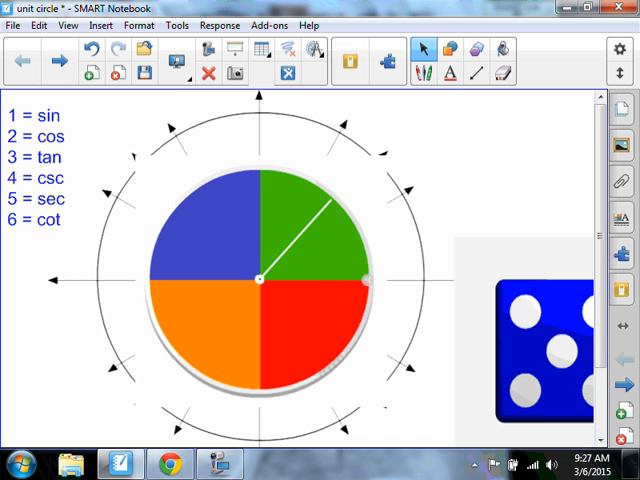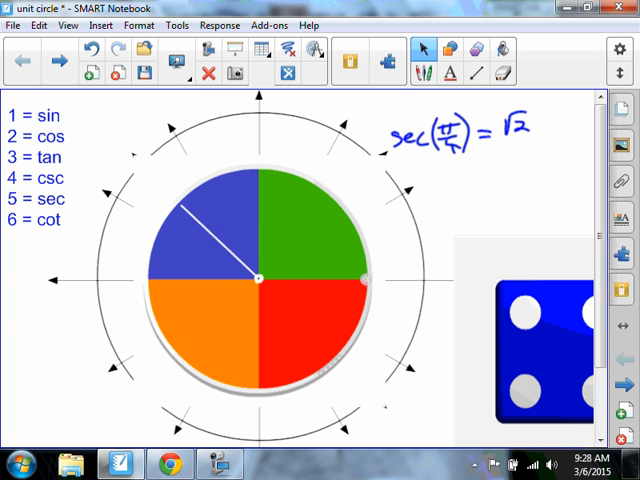Let's try again. 5. Oh, the secant at pi over 4. So we want the numeric inverse or the reciprocal of what the cosine is. Isn't the cosine rad 2 over 2? And the numeric inverse of rad 2 over 2 is? Rad 2.